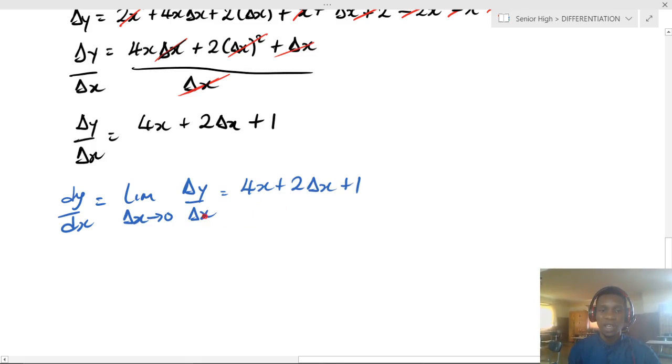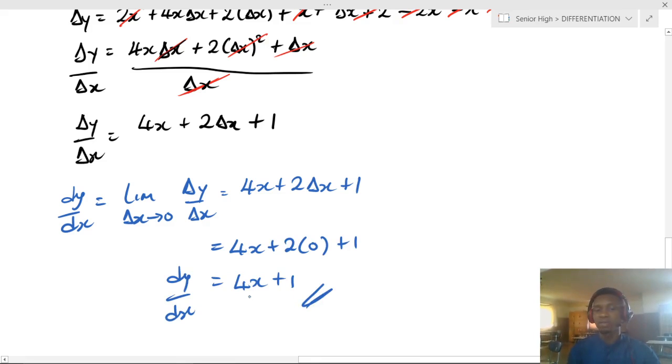So when we take the limit as delta x tends to 0, what happens? Anywhere we see delta x, what do we put? 0. So that's like writing 4x plus 2 multiplying what? 0 plus 1. And that's equal to 4x. 2 times 0 is 0, plus 1. And this is your dy/dx. And that's the final answer.